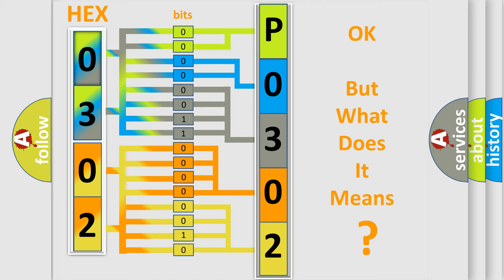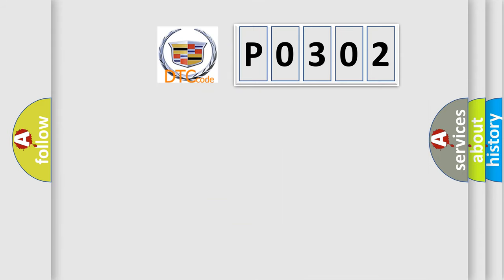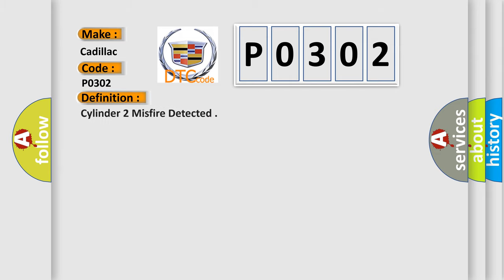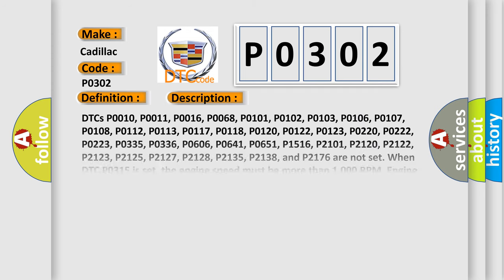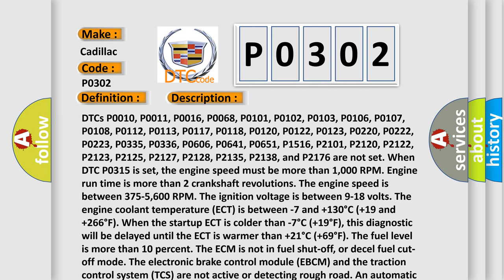The number itself does not make sense to us if we cannot assign information to what it actually expresses. So, what does the Diagnostic Trouble Code P0302 interpret specifically for Cadillac? The basic definition is cylinder 2 misfire detected. And now this is a short description of this DTC code.